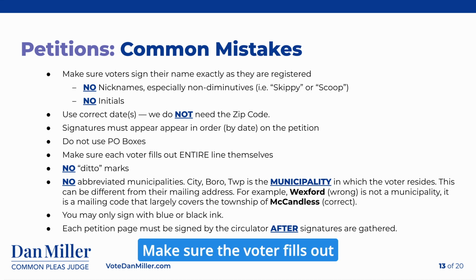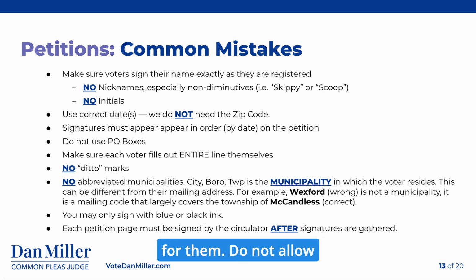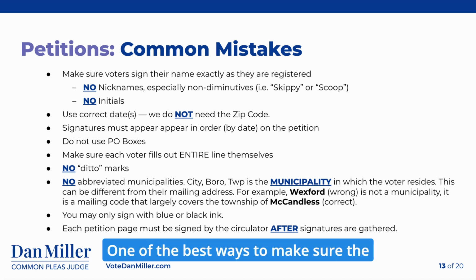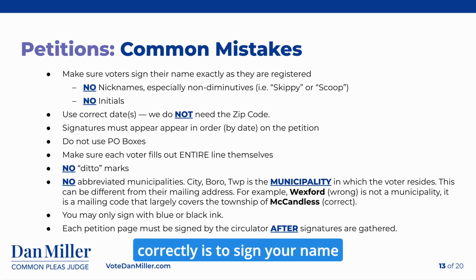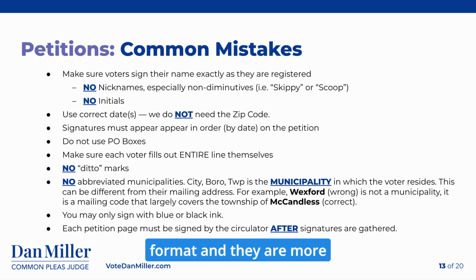Make sure the voter fills out the entire line by themselves. Do not fill out any part of the petition for them. Do not allow them to use ditto marks. One of the best ways to make sure the petition is filled out correctly is to sign your name and information as a voter in the first box up top, and to do it correctly, so that when people fill out the petition sheet after you, they follow your format and they are more likely to do it correctly.